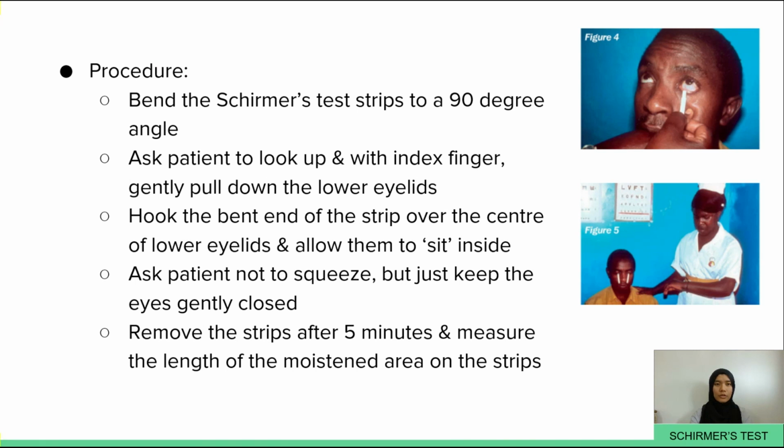To do the Schirmer's test, first we bend the Schirmer's test strip to a 90-degree angle and ask the patient to look up, and with our index finger, gently pull down the lower eyelids. Hook the bent end of the strip over the center of the lower eyelids and allow it to sit inside. Ask the patient not to squeeze, but just keep the eyes gently closed. Finally, remove the strips after 5 minutes and measure the length of the moistened area on the strips.